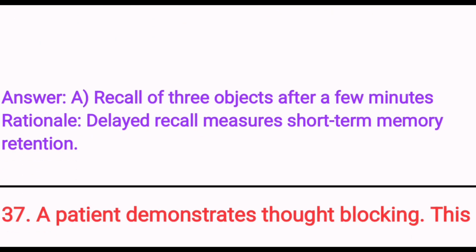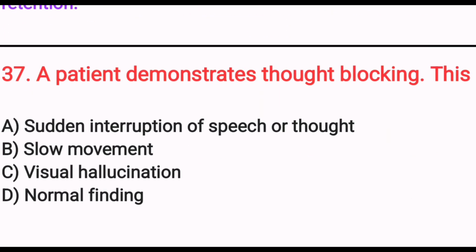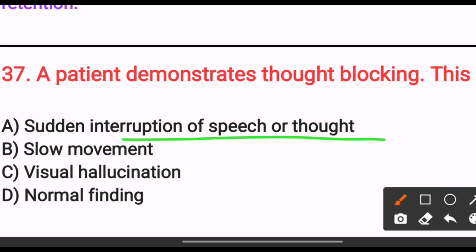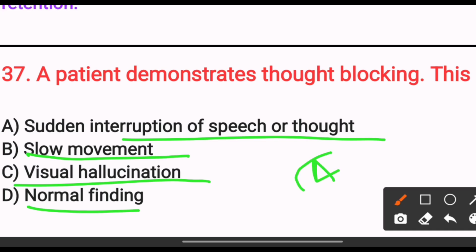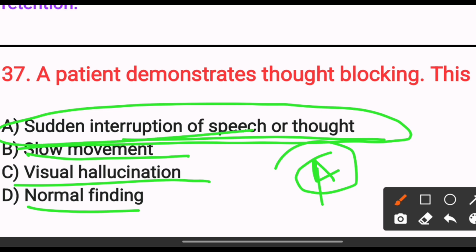Next, a patient demonstrates thought blocking. This is option A, sudden interruption of the speech or the thought. Option B, slow movement. Option C, visual hallucination. Option D, normal finding. The answer is option A, sudden interruption of the speech or the thought.